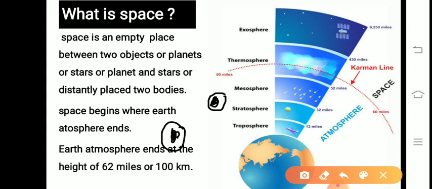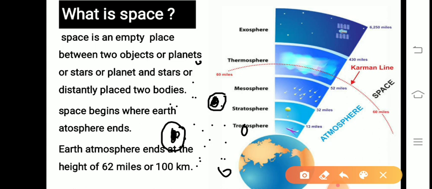So in reference to Earth, what do you mean by space? Whatever empty place lies between the Earth and the Moon, or Earth and the Sun, or Earth and Mars or any other planet, that empty place is basically space. Now the question is, are we in space or not?